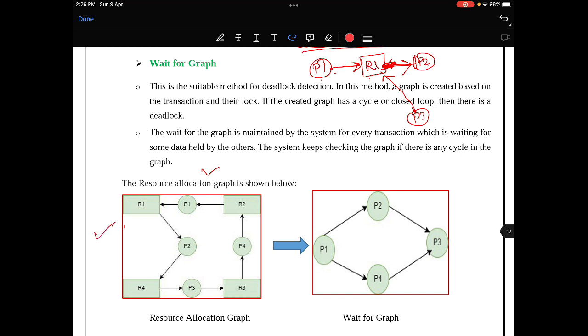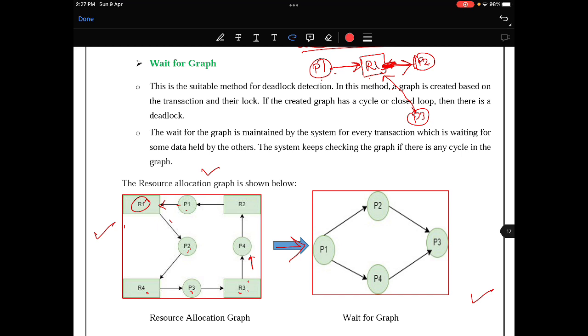You can see this graph. P1 is requesting resource R1, which is already allocated to P2. P2 is requesting R4, which is already allocated to P3. P3 is requesting R3 and R3 is allocated to P4. You can study this graph easily. Now, using this resource allocation graph, we will draw the wait for graph. Using the wait for graph, we can find whether deadlock has occurred or not.